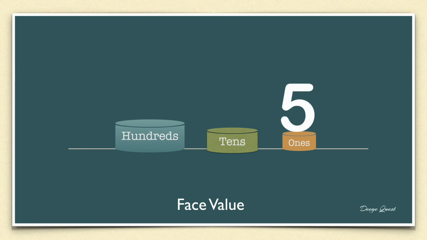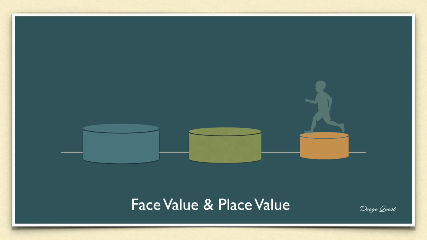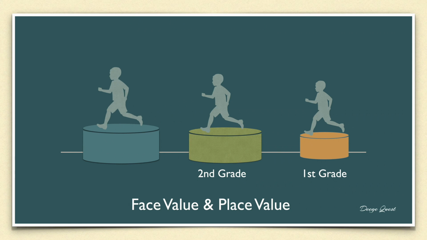And how about this number? 5 is in the ones place, tens place, and hundreds place. So in all these places, the face value of 5 is 5 only. Going back to our Vishwa's example, Vishwa was a first grade student last year. This year he is a second grade student, and next year he will be a third grade student. So he is the same Vishwa, but his grade is changing every year, right?